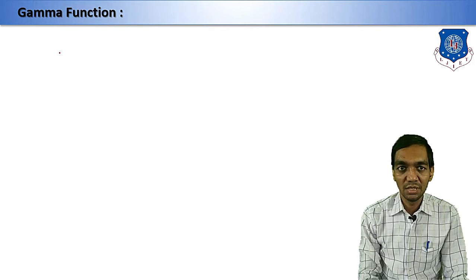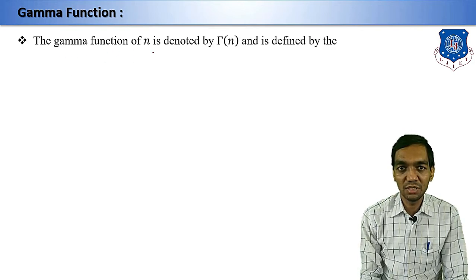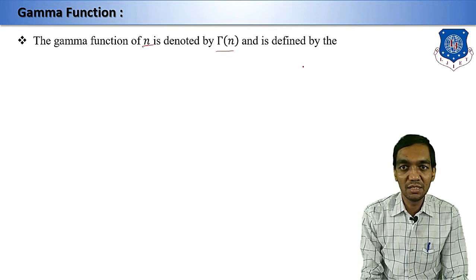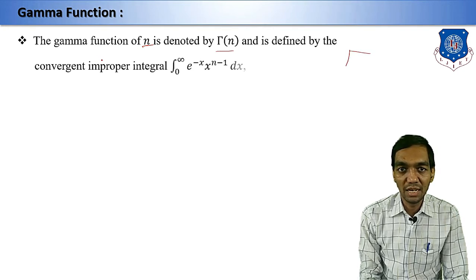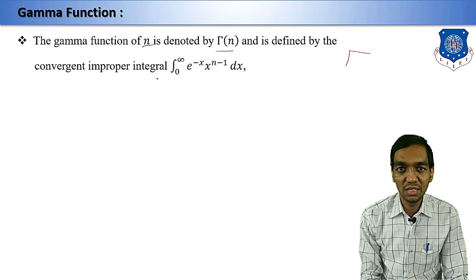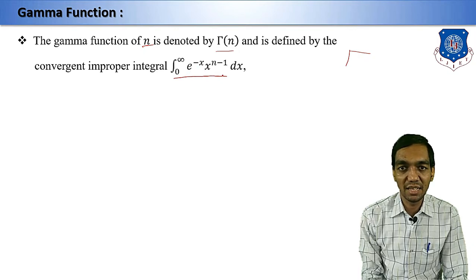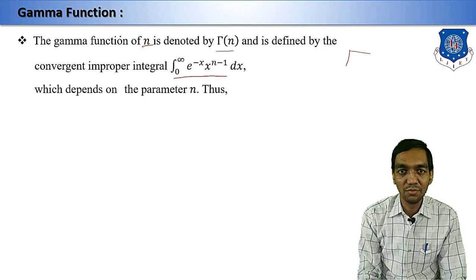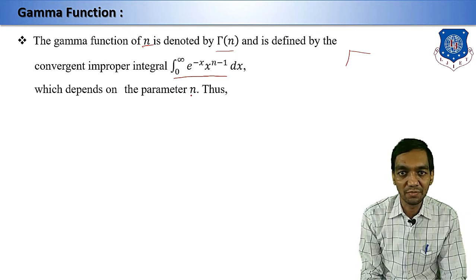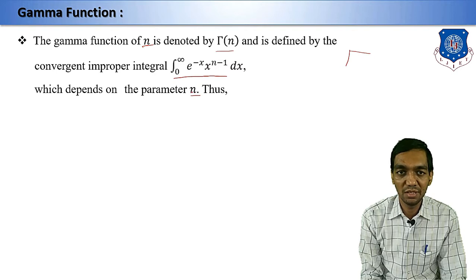Now first of all, the gamma function. The gamma function of any number n is denoted by gamma n. This symbol is the notation of gamma. It is defined by the convergent improper integral from 0 to infinity of e raised to minus x, x raised to n minus 1 dx. This is an improper integral of type 1, which depends on the parameter n.